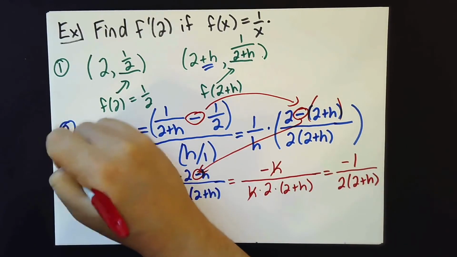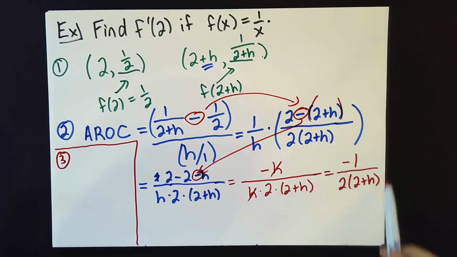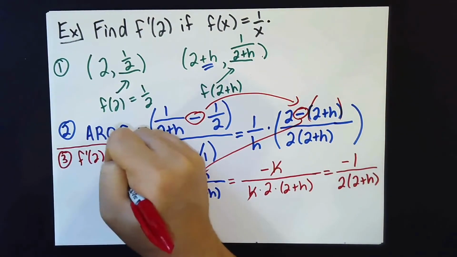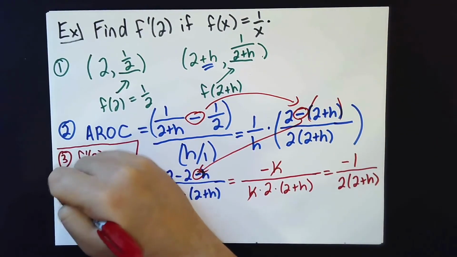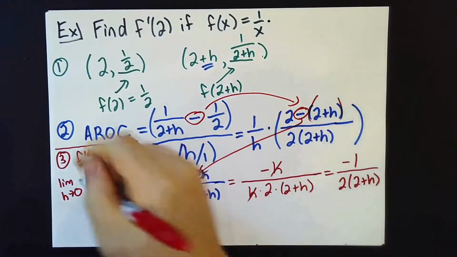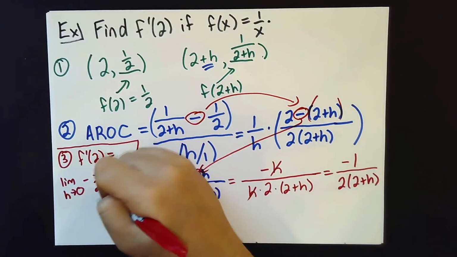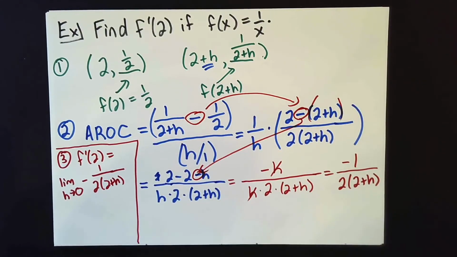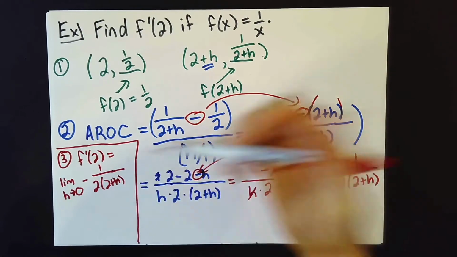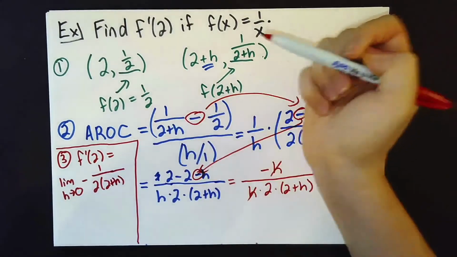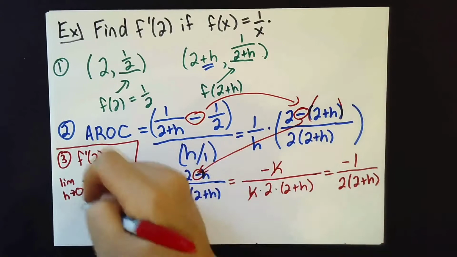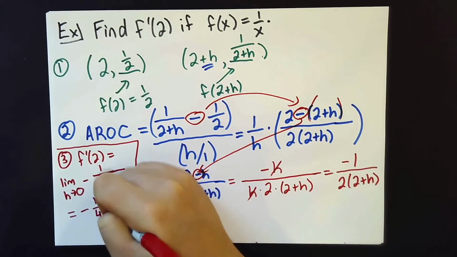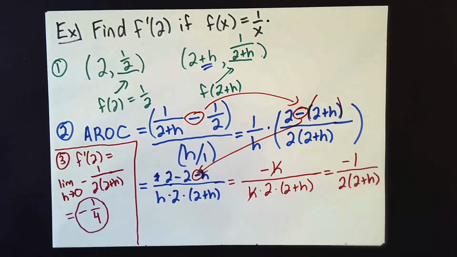And step 3, we need to take the limit as h goes to 0 of this answer from the average rate of change. So f prime of 2 is the limit as h goes to 0 of minus 1 over 2 times 2 plus h. Okay. And this is not a 0 over 0 limit. There's just a 1 here, so that means I can just plug in h equals 0 and get that this is minus a fourth. And so that is our answer.